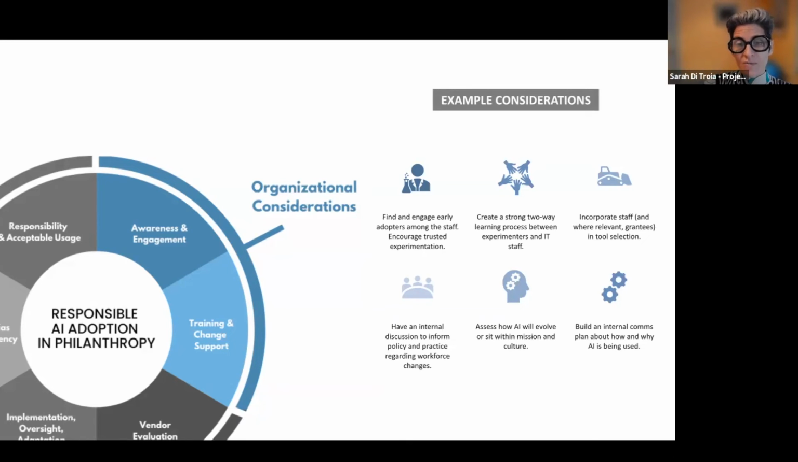Internal discussions to really inform policy and practice. You likely already have a data governance policy and a privacy policy inside your organization. Really pulling those out, dusting them off, and seeing whether they go far enough for you based on where AI is today, because they were probably written in a pre-AI time.